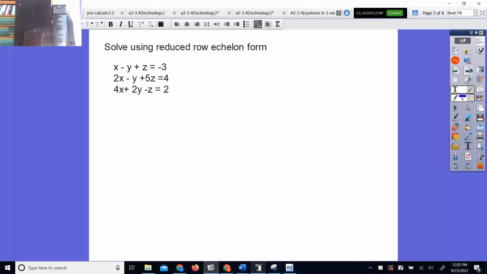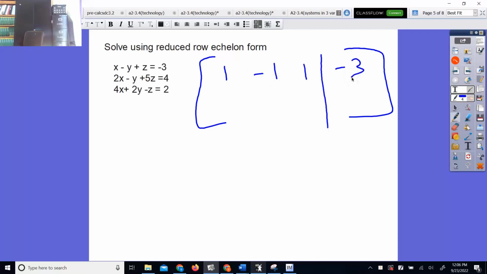We did those, what, Wednesday? Did they take 5-10 minutes apiece? Take time. All right, let's start off with our augmented matrix. What's row 1 look like? Row 2. 2. Negative 1. 5. Row 3. 4. 2. Negative 1.